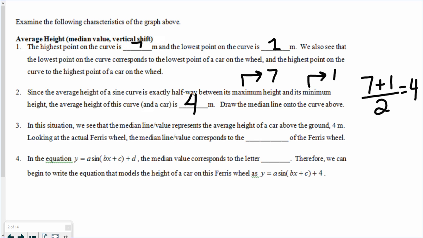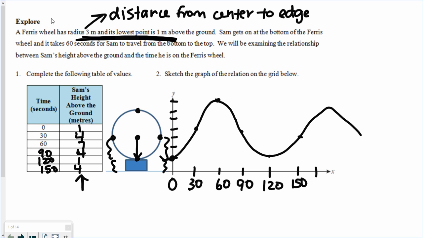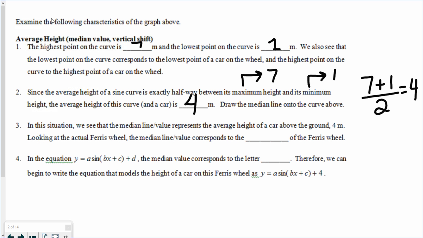So you can draw the median line back onto your curve. That's the median line. In this situation, we see that the median line represents the average height of the car above the ground, which is 4 meters. Looking at the actual Ferris wheel, the median line corresponds to, I have a question mark on mine, the middle of the Ferris wheel.